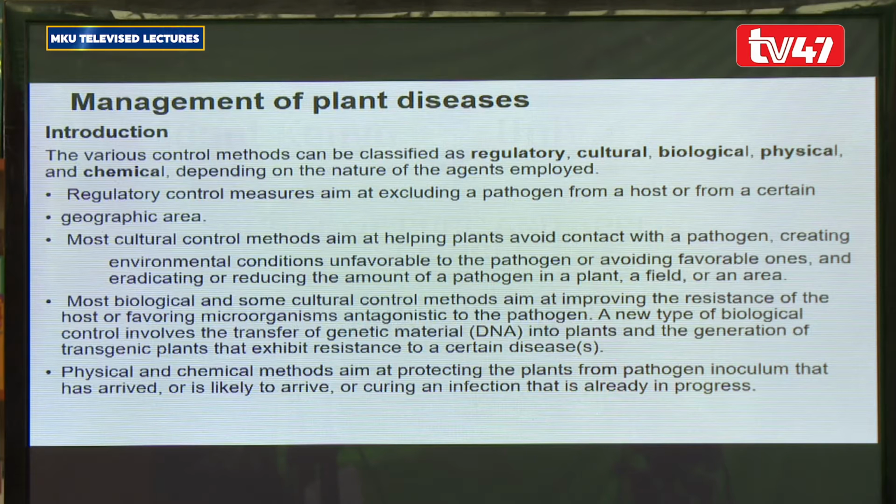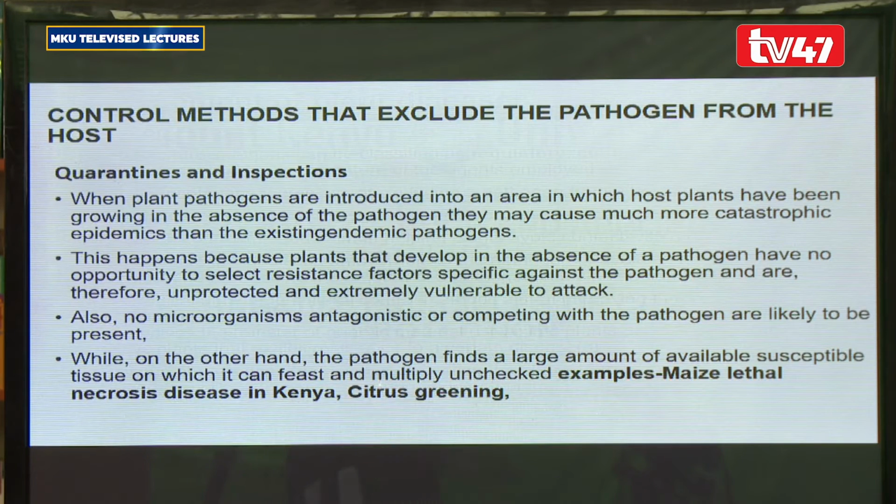So specifically, we start with control methods that exclude the pathogen from the host. These include quarantine and inspections. I talked earlier about quarantine and inspection, whereby you subject any plant material that is coming into the country to inspection. In the inspection, we are looking for the symptoms and the signs of disease or presence of live insects or arthropods like mites.